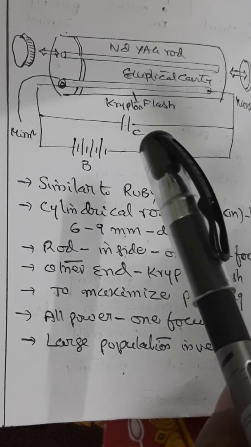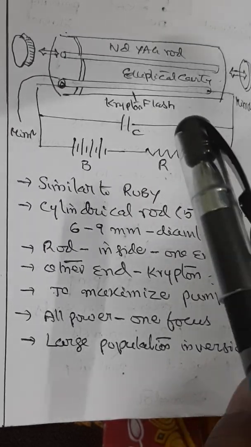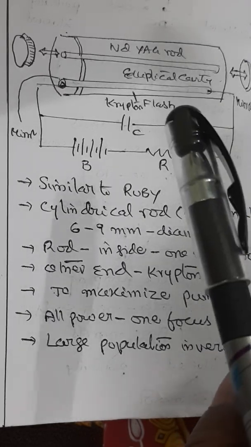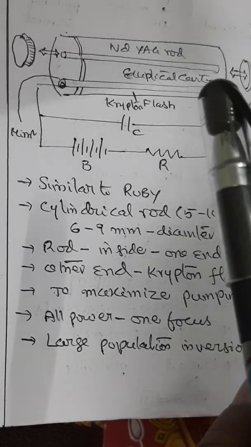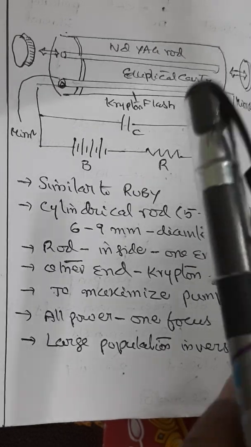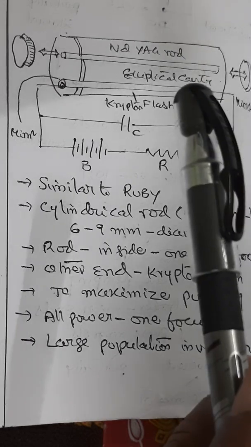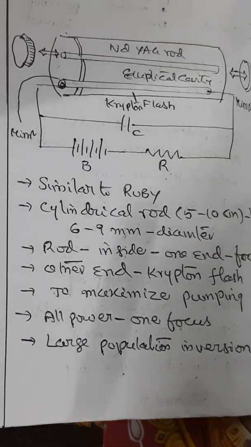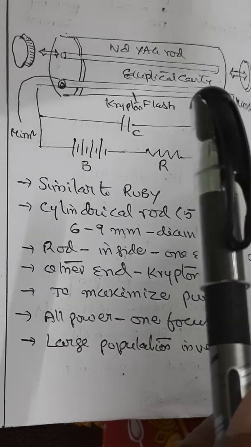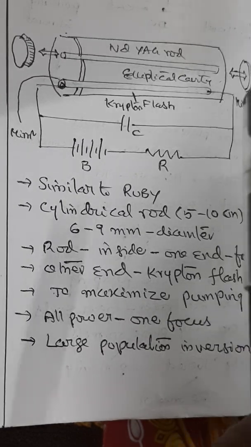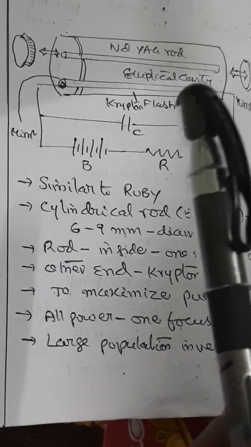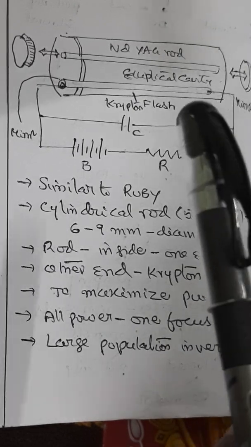That's why we connect like this. Almost all the power emitted by the flash lamp kept at one focus reaches the rod kept at the other focus. So in this way, maximum pumping takes place, and therefore a large population inversion can be achieved. This will result in an intense laser beam coming out.